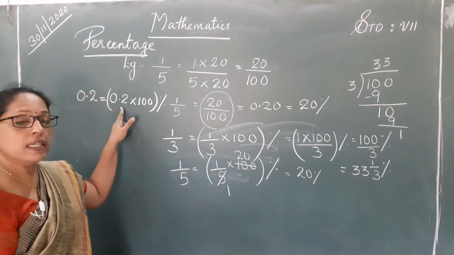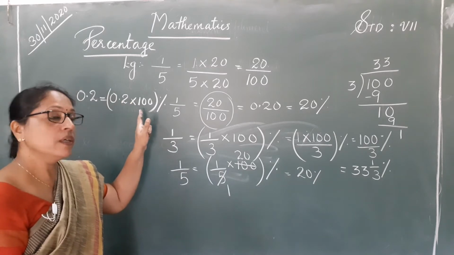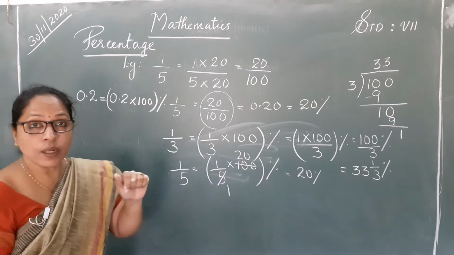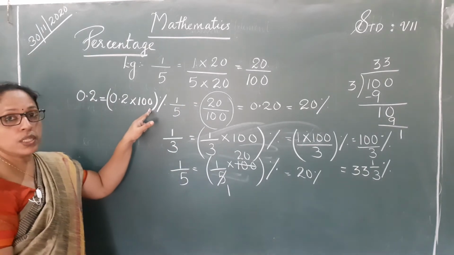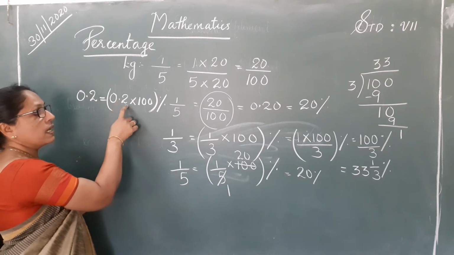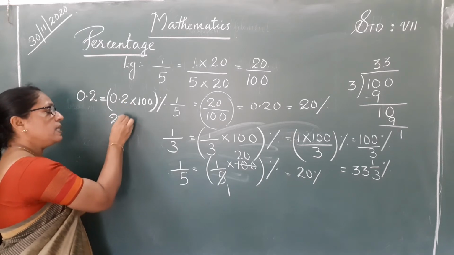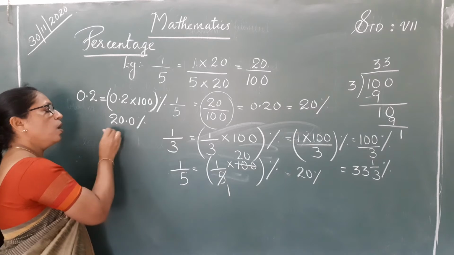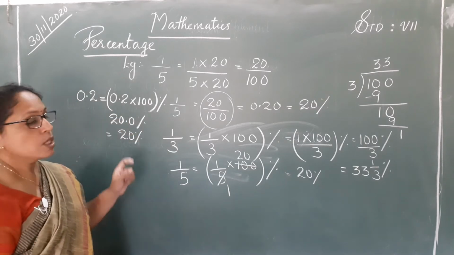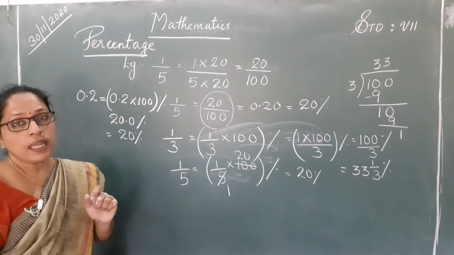When you multiply a decimal by 10, 100, 1000, what will you do? The decimal will be shifted to the right according to the number of zeros. So here we have 2 zeros. So this decimal will be shifted 2 places. But there is only one digit here, 1 place. The second place is missing. So it will become 20.0 percentage or 20 percentage. So to convert a decimal also to percentage, multiply by 100.